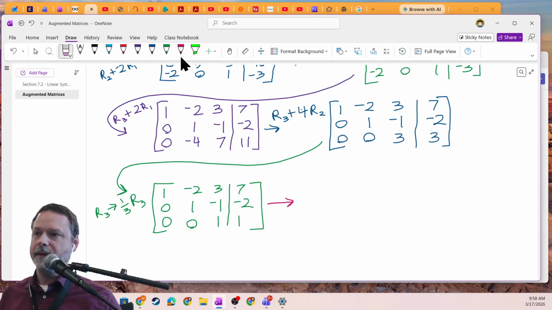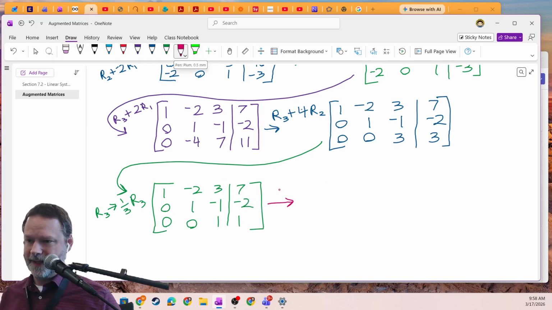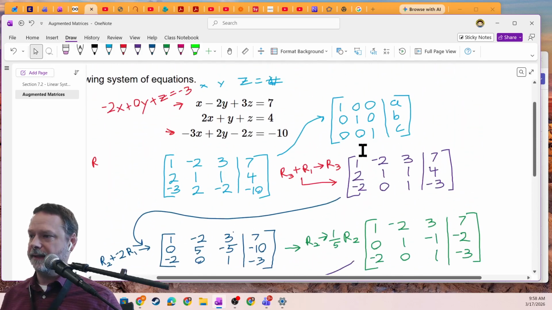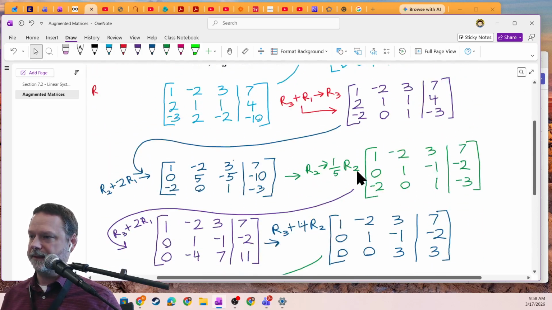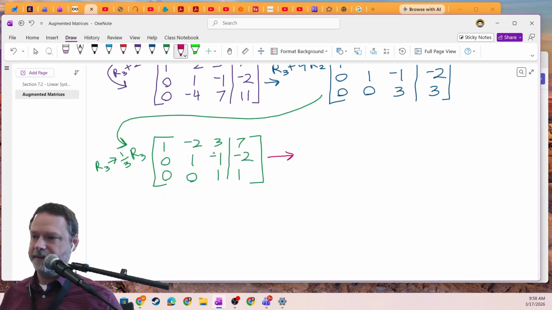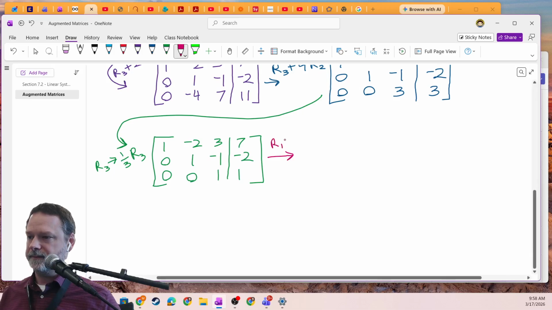Okay? Hopefully this is making sense. Let me see here. So I want to get 0, 0 here, because I'm trying to remember. I want to get like this. So 0 and a 0 here. So let's add row 2 to row 1. So row 1 plus 2 times row 2.